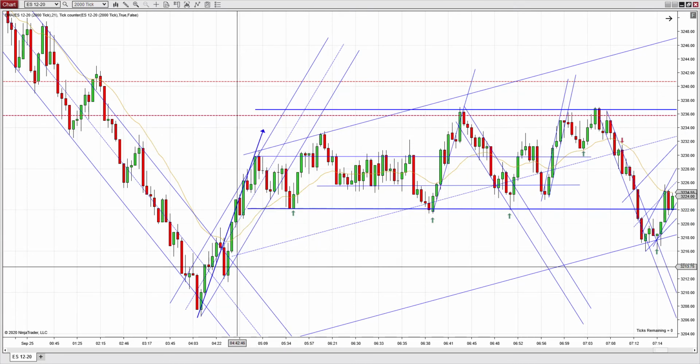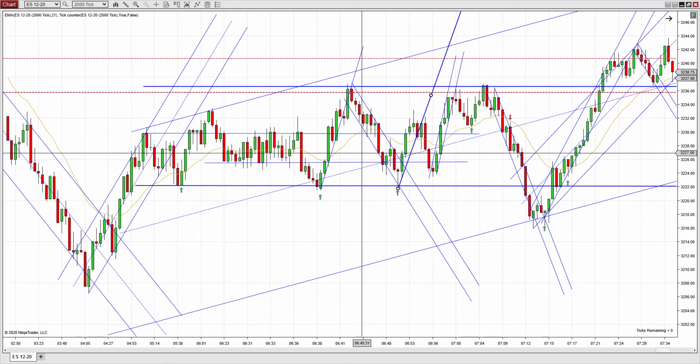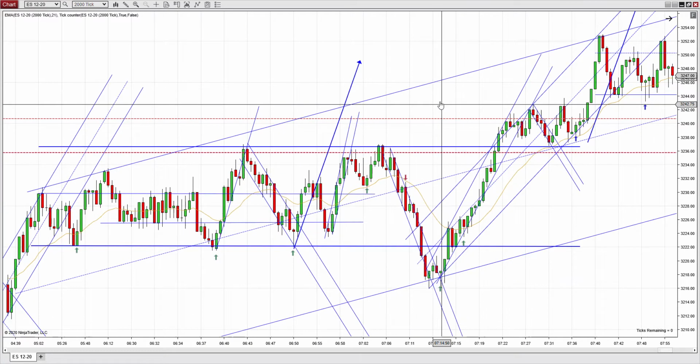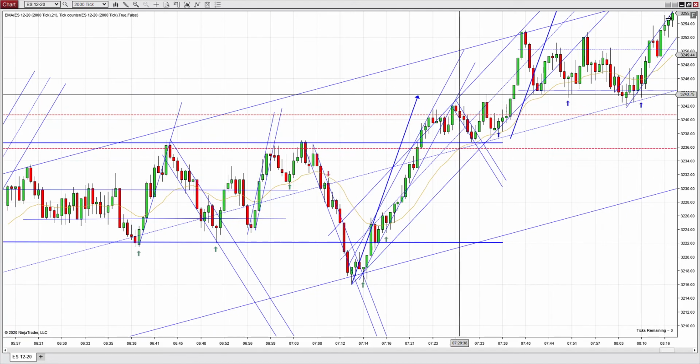Right about there. And when you correct here, I thought that was the end of the correction, so that could be a target for you, or you could wait for the true lowest point, and you get it either way.